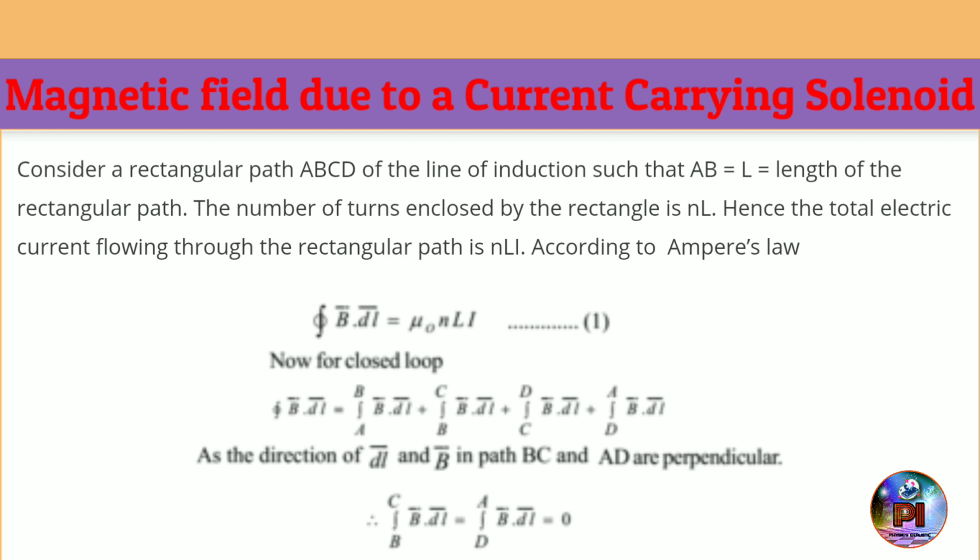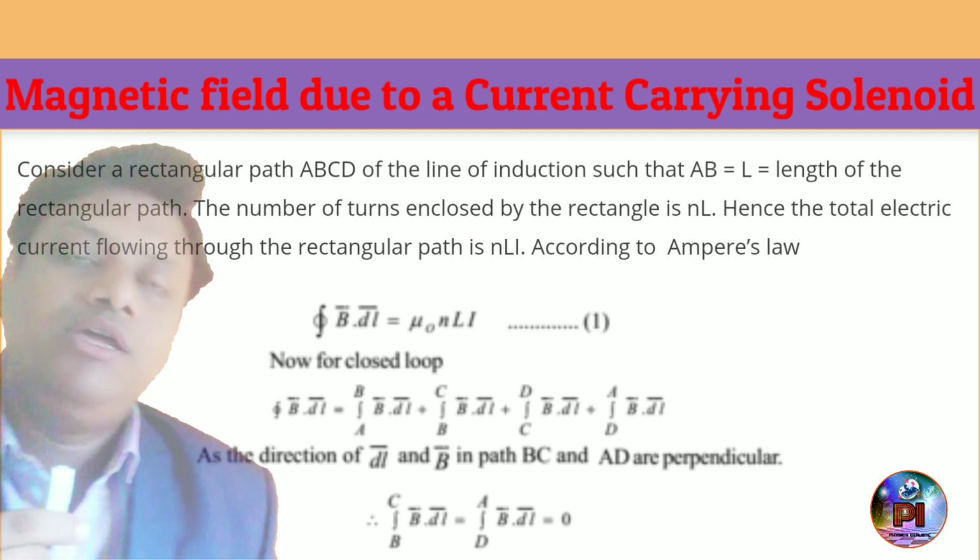Now for the closed loop ABCD, we are taking the whole complete loop. The integral of B dot dl equals the integral from A to B of B dot dl, plus the integral from B to C of B dot dl, plus the integral from C to D of B dot dl, plus the integral from D to A of B dot dl.